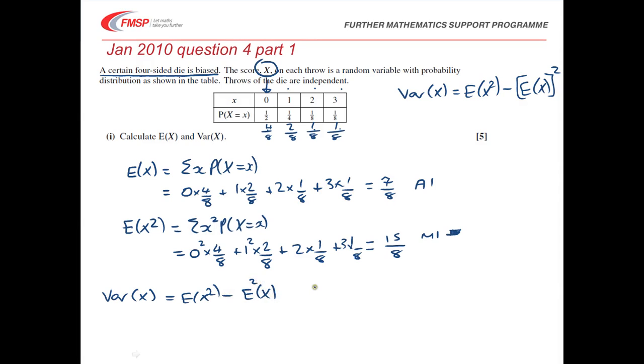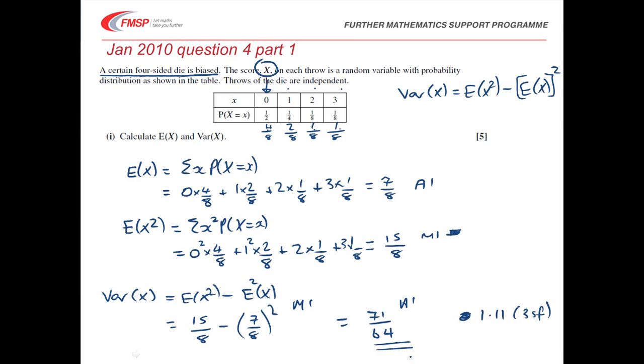You don't get a mark for just writing down the formula. We now have to write 15/8 minus (7/8) all squared. So that's now your second method mark. And of course, calculating this out will give you the accuracy mark. If you want to write it as a decimal, you're more than welcome, but there's nothing wrong with leaving it as a fraction in that context. Okay, so 5 nice marks.